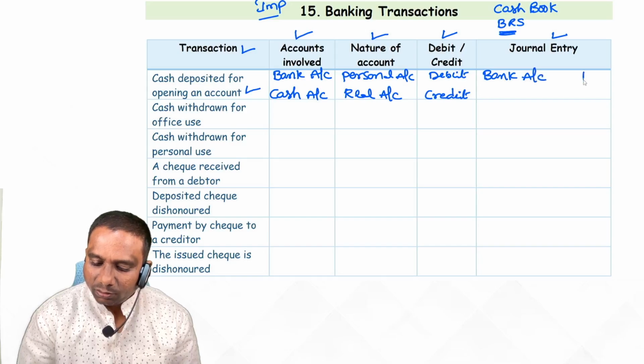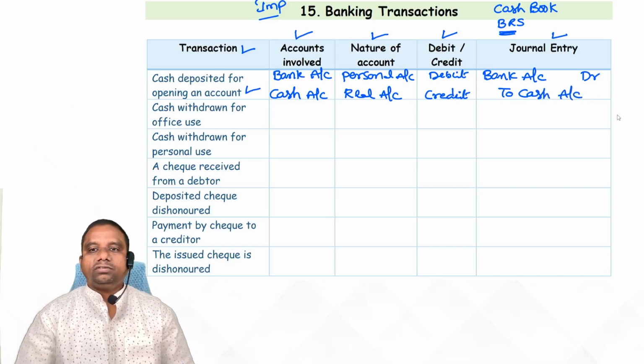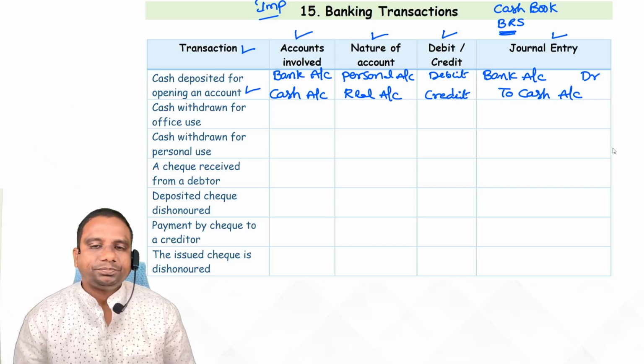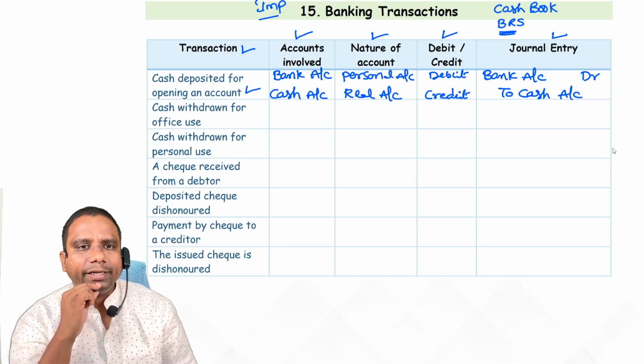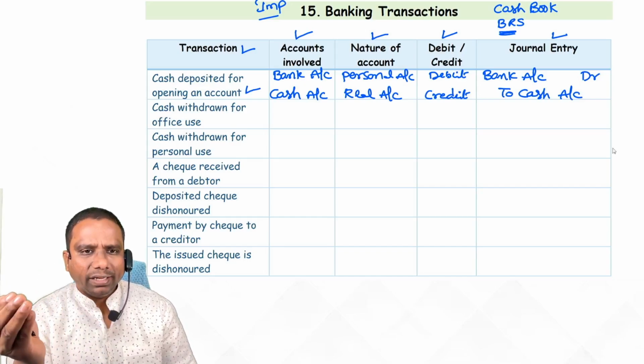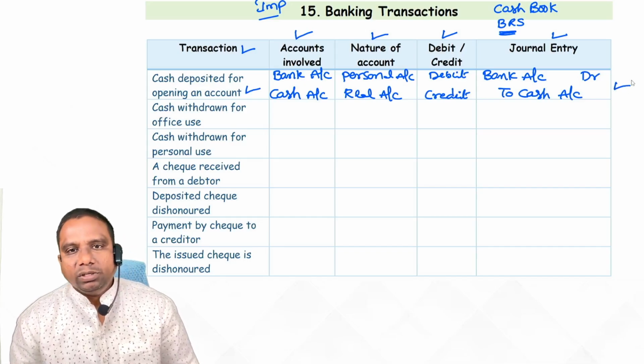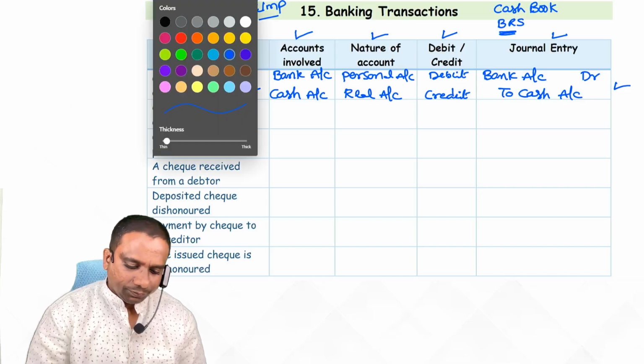What is the entry we record? Bank account debit to cash account. These are very, very important, students. This is how we record the entry. So whenever you get a transaction that is cash deposited into bank, the entry we can directly write is bank account debit to cash account. Hope you understood. Next one.